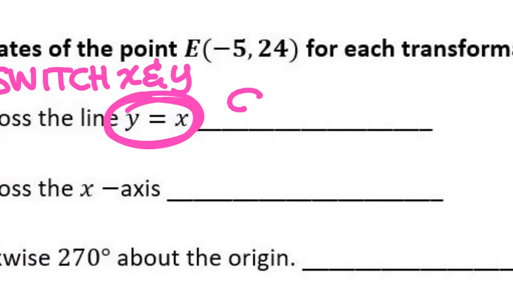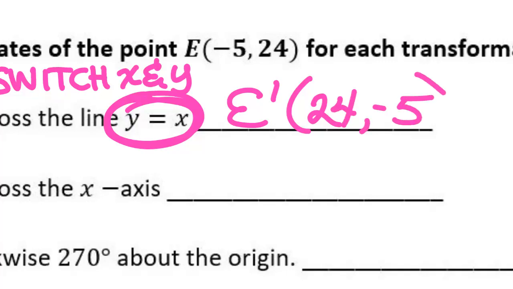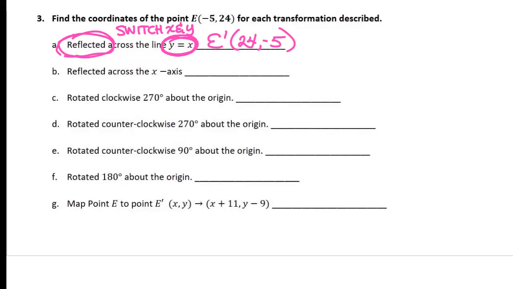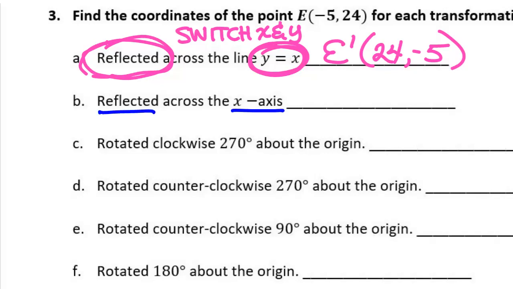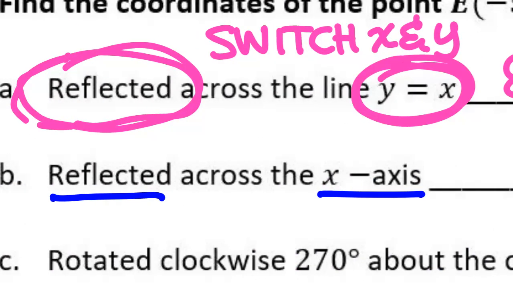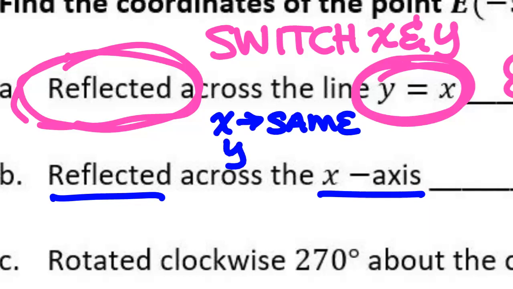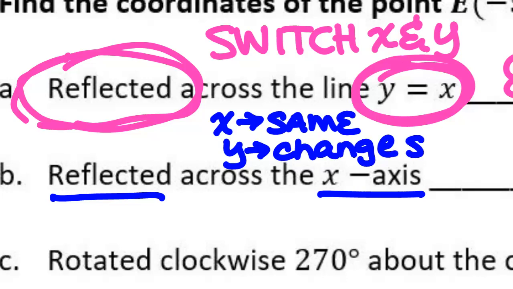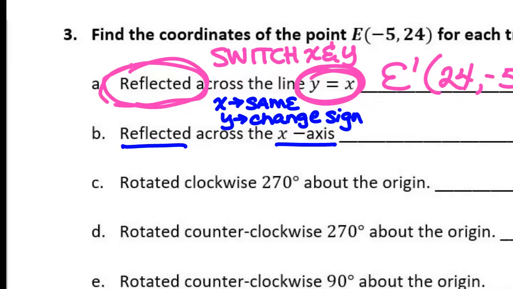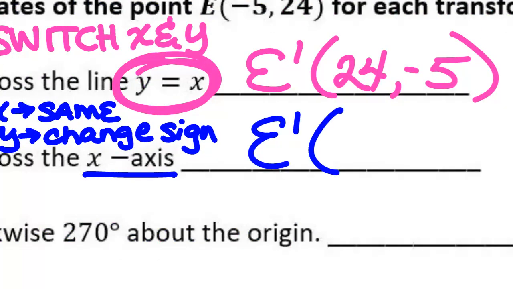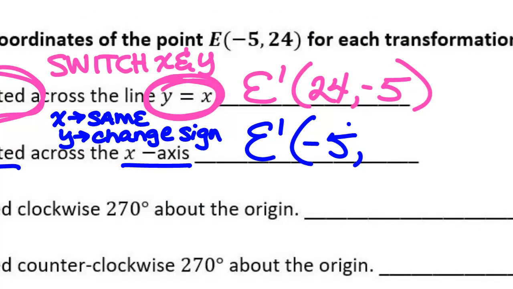So E prime would be 24, negative 5. Reflecting across the x-axis, we just said the rule for that is what? X stays the same, and y is going to change signs. So E prime would be negative 5, negative 24.